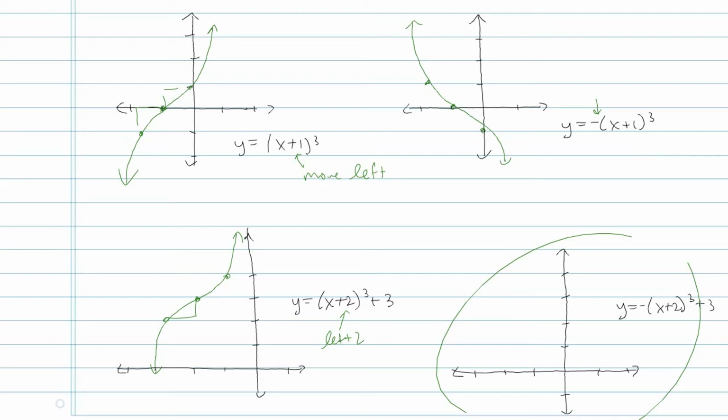My central point that used to be at the origin now is going to be at -2, 3. And then my other points, over 1, up 1, over 1, down 1. Draw that snaking cube.